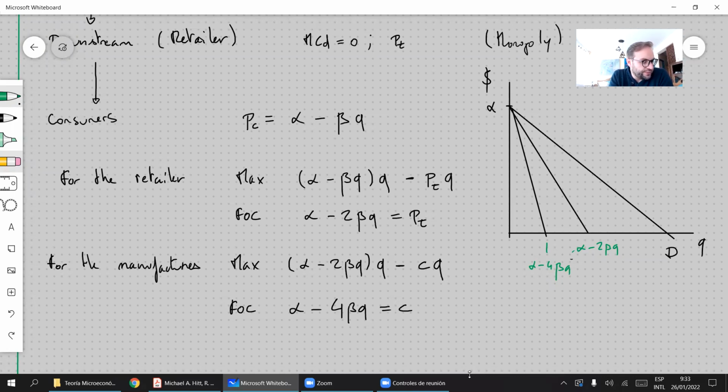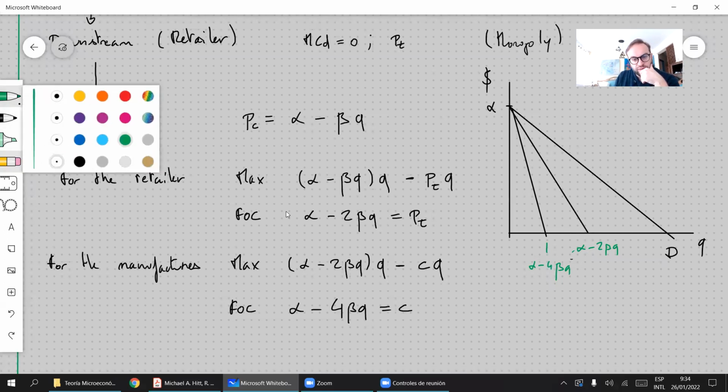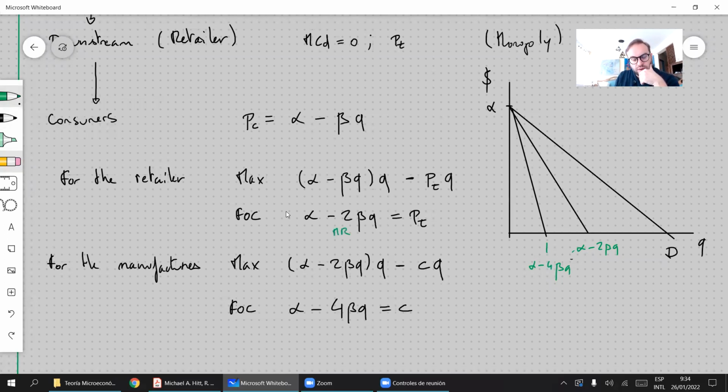For the moment, is that clear? Yes, Joaquin, it's clear. So you see that here the marginal revenue of the retailer becomes the demand in the inverse demand function of the manufacturer, right? And so if you do this very carefully, it's pretty easy.